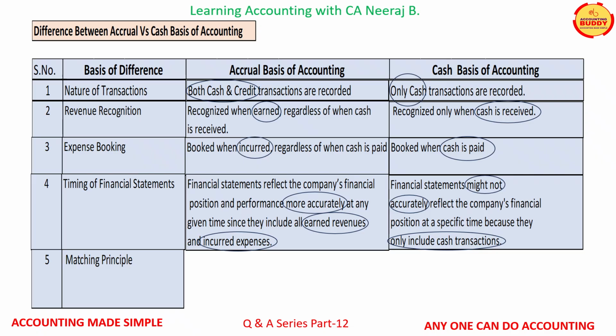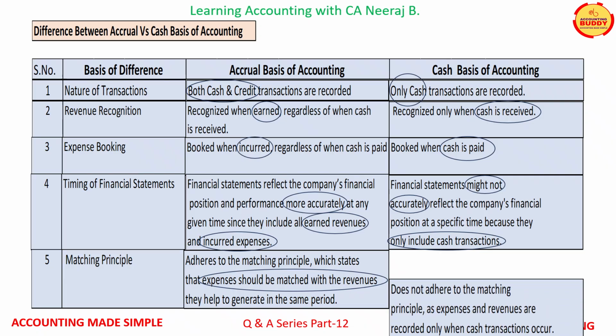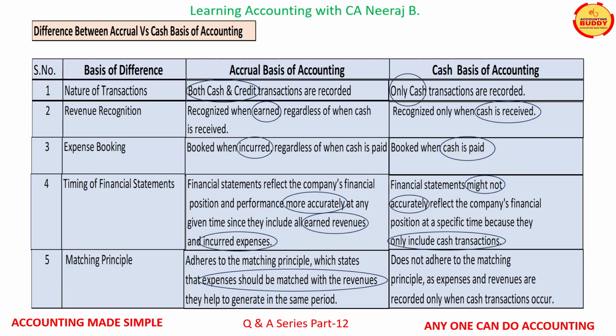Number five, matching principle. Accrual basis of accounting adheres to matching principle, which states that expenses should be matched with the revenues they help to generate in the same period. While the cash basis of accounting does not adhere to matching principle, as expenses and revenues are recorded only when the cash transactions occur.